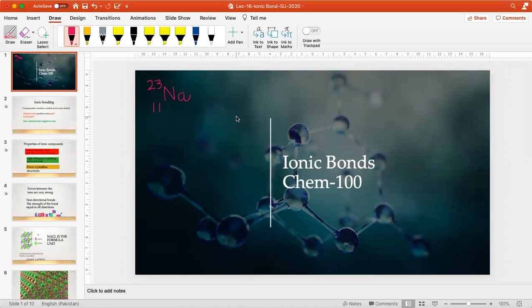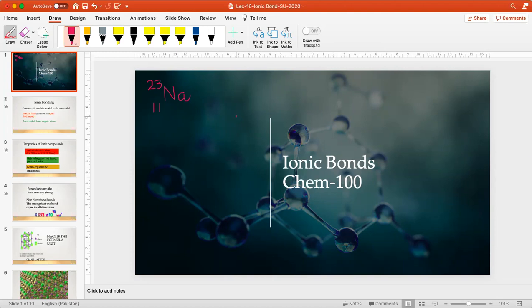This is another type of bond which is known as ionic bonds. So if we go to the definition of the ionic bonds, we can say that this is a type of chemical bonding that involves the electrostatic attraction between oppositely charged ions. It is one of the main types of bonding along with covalent bonding and metallic bonding. Ions are atoms with an electrostatic charge.